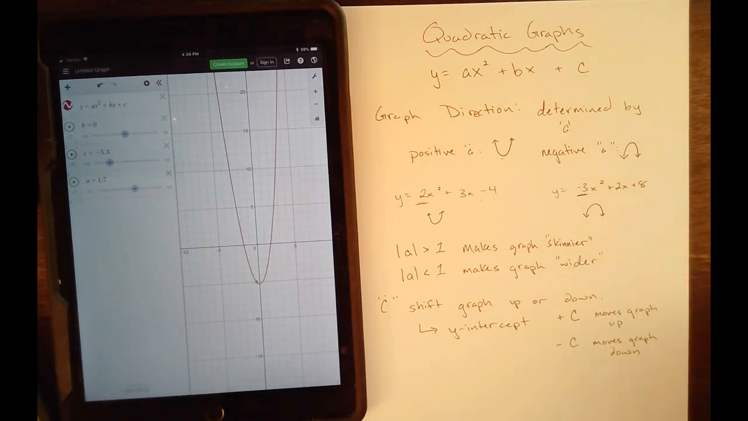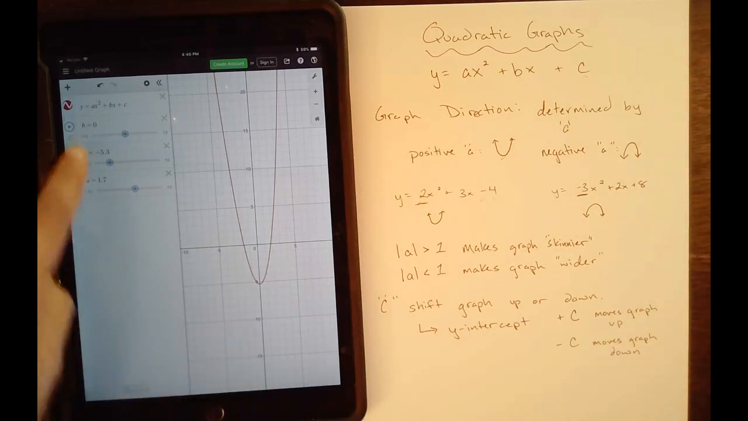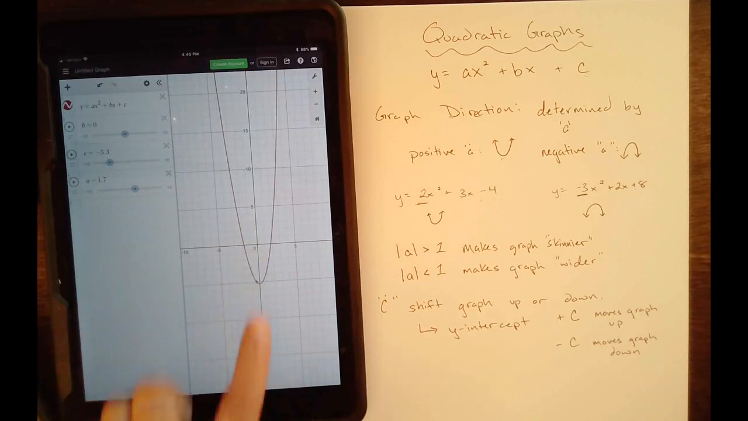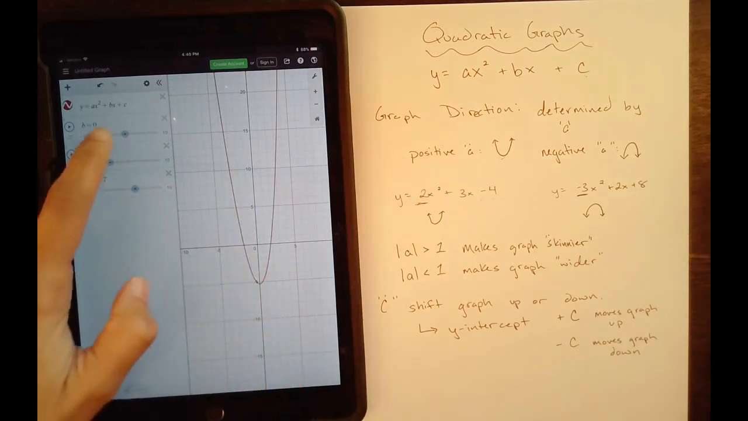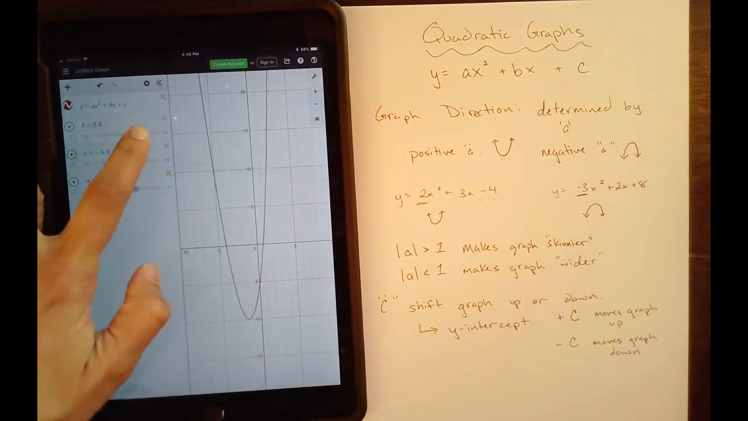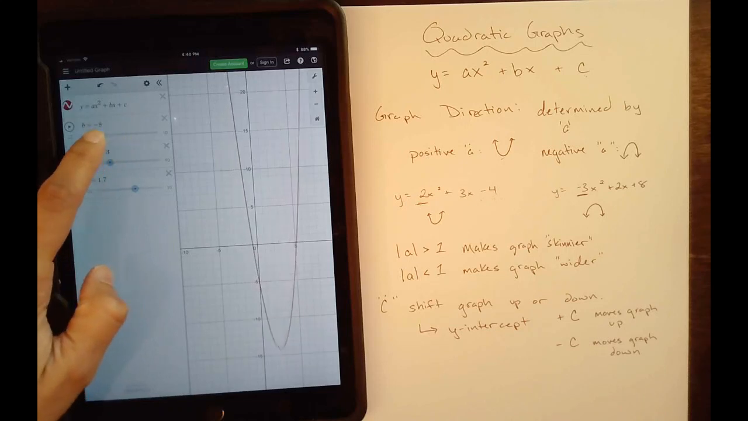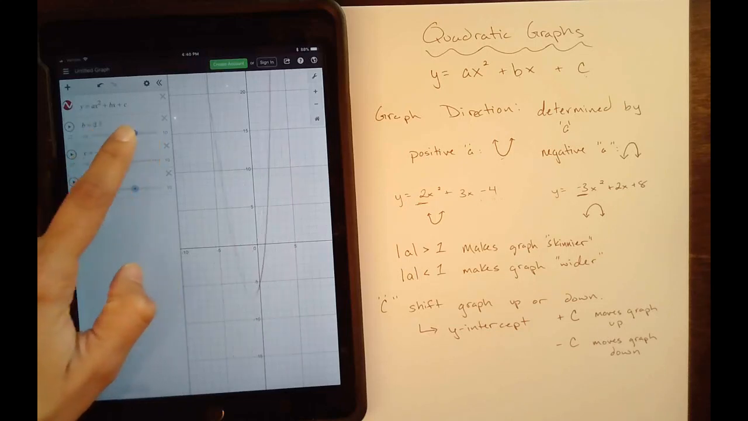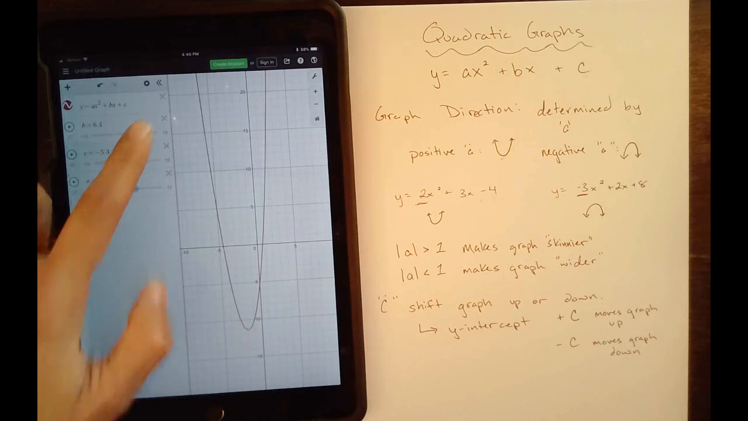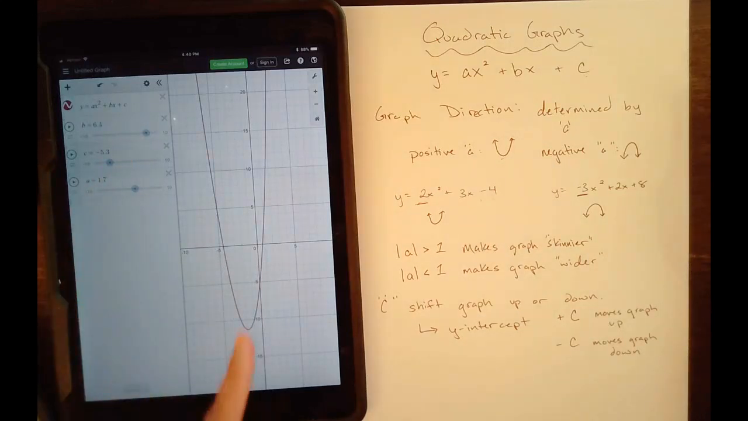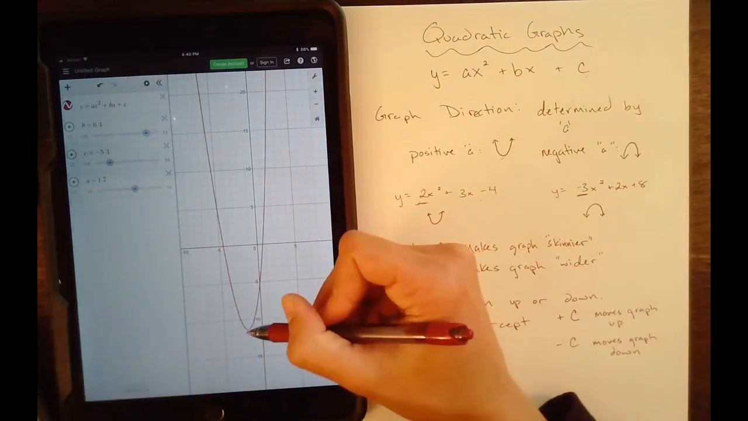So then the last thing to look at is the B value, and you might notice right here when B is 0, our graph is kind of centered right here on this y-axis. Well, as we change our B value, that's going to start moving that graph left or right. So that B value is what's going to help us determine where this center line is on the graph. And that center line is called our axis of symmetry.